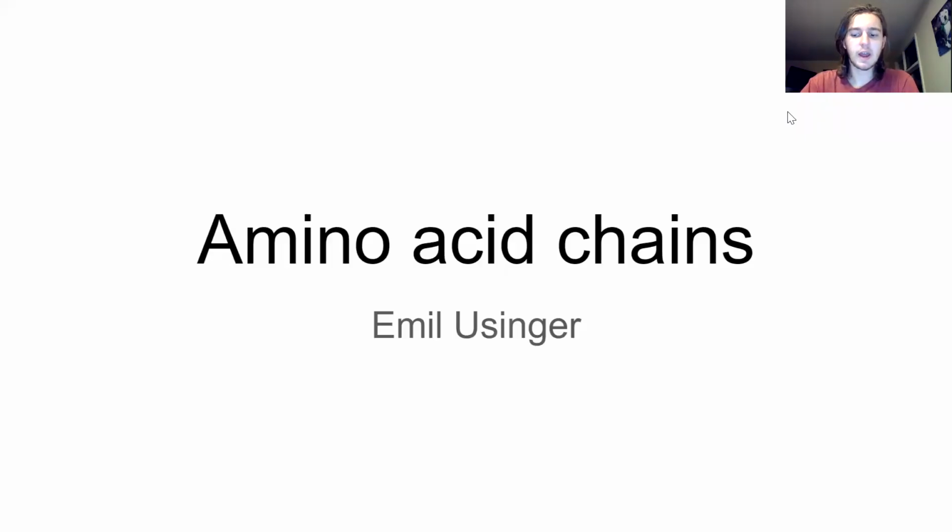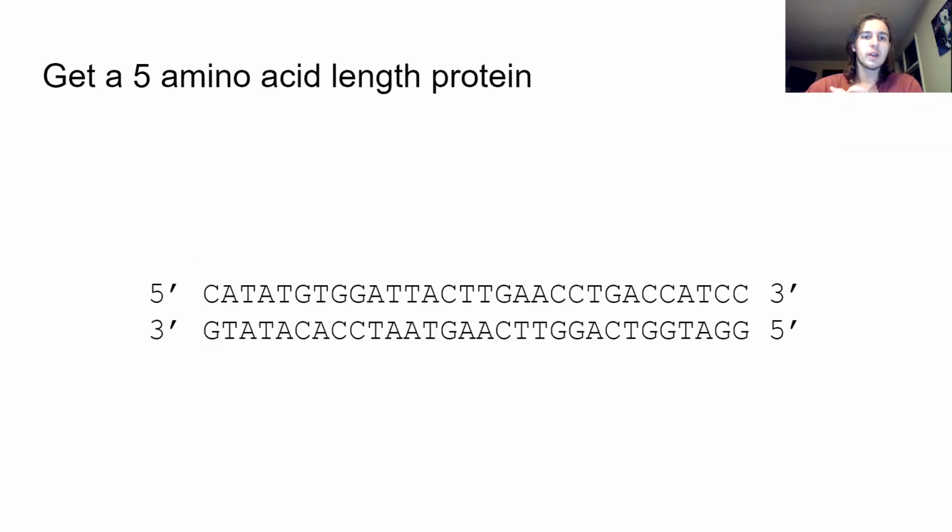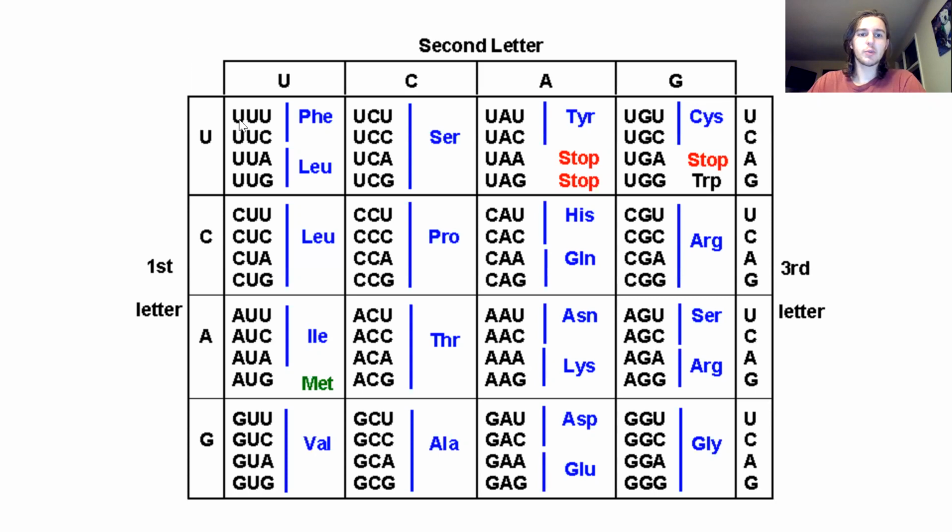Today I'm going to be talking about how mRNA is coded into amino acid chains or proteins through the process of translation. And I'm going to do that through a problem. And the problem that we need to solve is how to get a 5 amino acid length protein from this strand of DNA. And how that works is when DNA is transcribed into mRNA, ribosomes read that mRNA in 3 base pair codons, and each codon codes for a different amino acid.